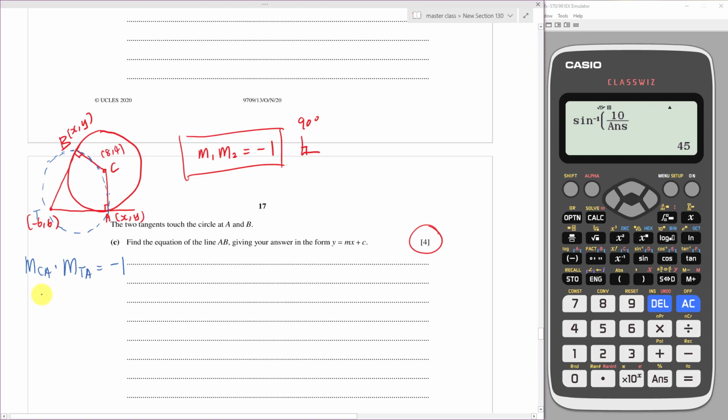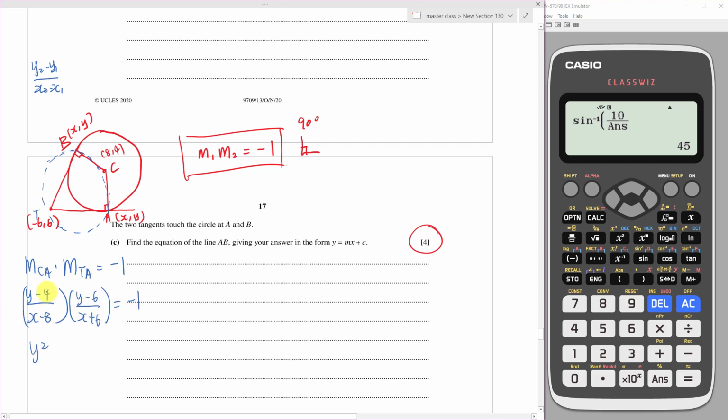Alright, so the gradient formula you should know, right? The gradient formula is y2 minus y1 over x2 minus x1, right? So therefore the gradient of CA, A will be x, y first. It will be y minus 4 over x minus 8, multiplied by the gradient of TA, which is y minus 6 over x plus 6, equals negative 1. So I will solve this equation quickly.